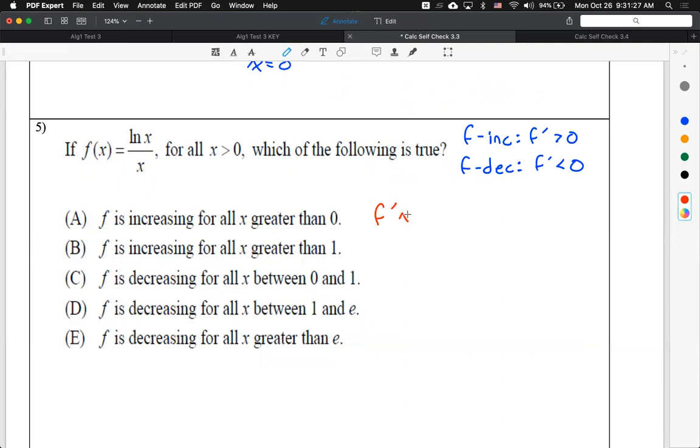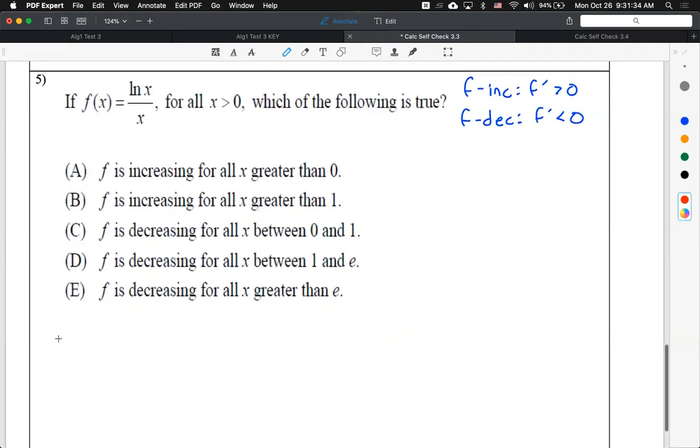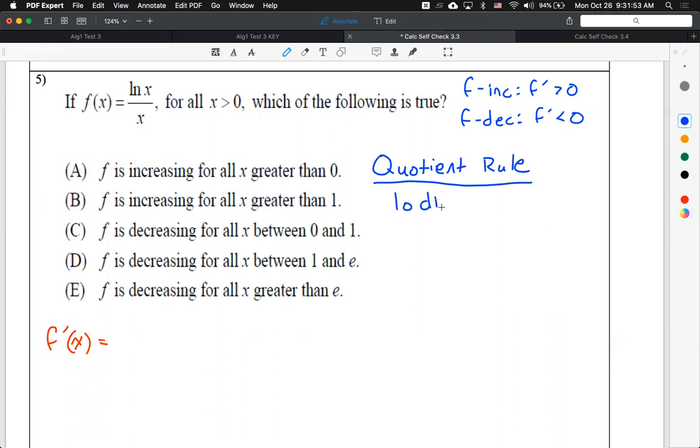F prime of x is equal to, I guess we have to come back here. Let me write this a little bit lower. I think I'm going to just do it down here. I have a ton of room. F prime of x. We have a quotient, which means we need to use quotient rule. Remind me, Andrea, what is quotient rule? There it is, over low, low. Low D high minus high D low, all over low, low.